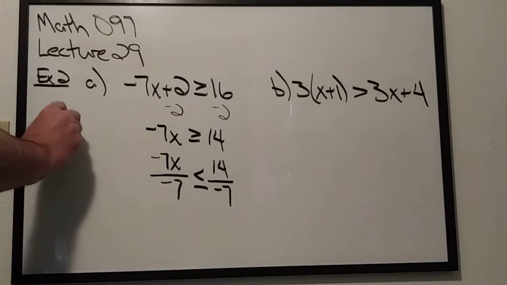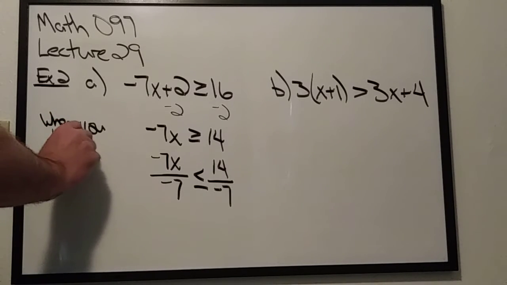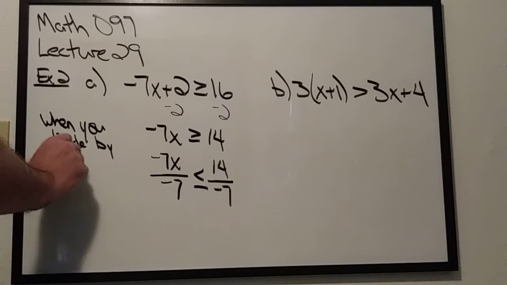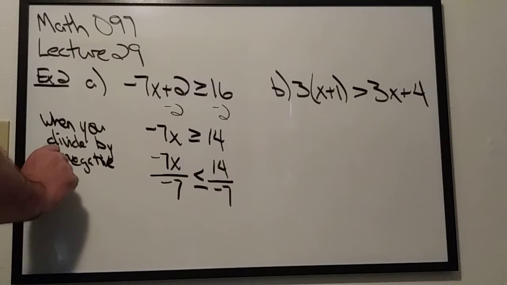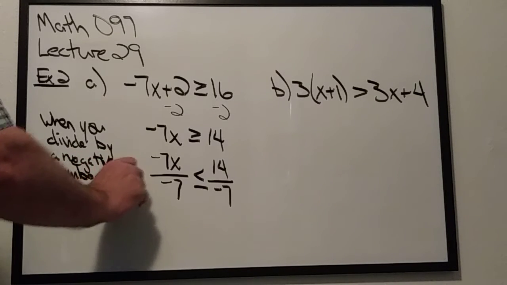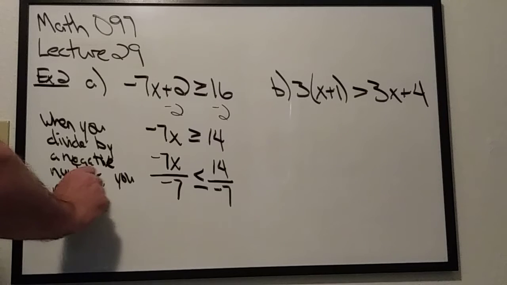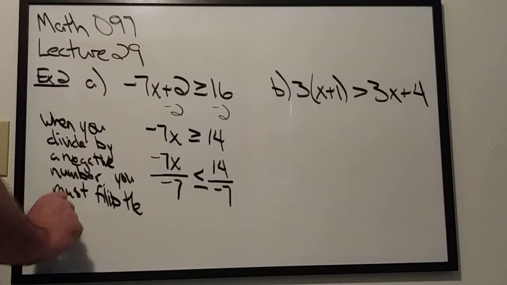When you divide or multiply by a negative number, you must flip the inequality symbol.